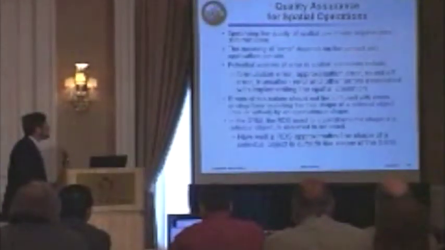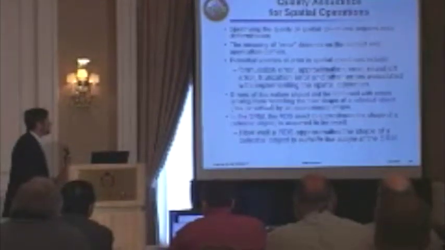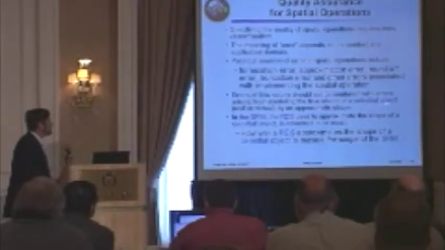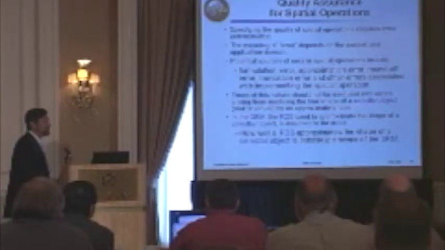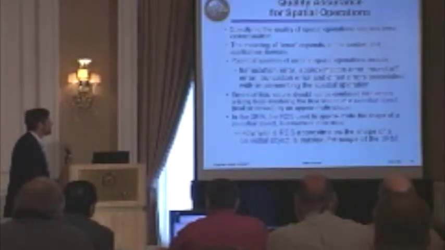Quality assurance: specifying the quality of spatial operations requires error determination, in which we have to define what we mean by error. And Ralph has already talked about that. It depends on your context and application domain. Potential sources of error in spatial operations include formulation error and approximation, round off, truncation, and others when you do an implementation. The errors of this nature should not be confused with errors arising from modeling the true shape of a celestial object. That's something we mentioned before, but needs to be emphasized.